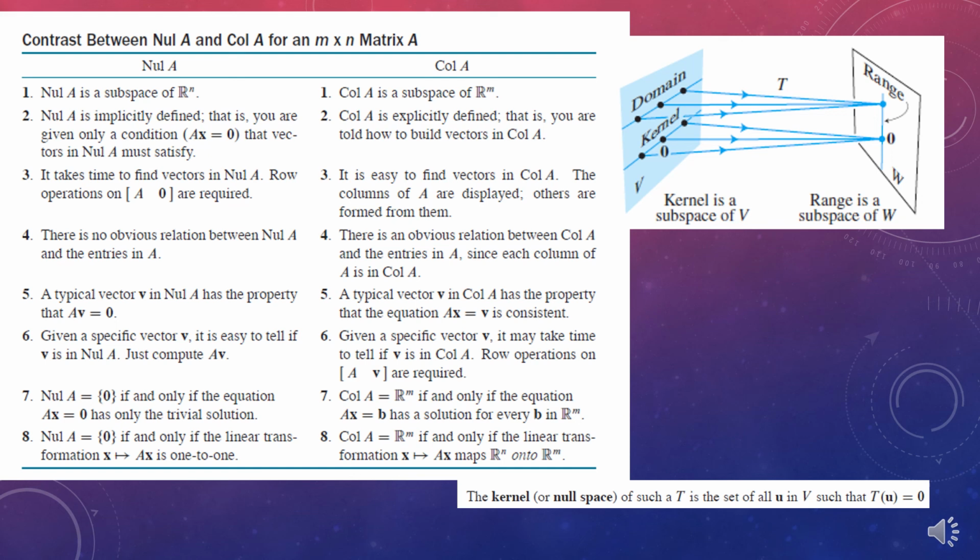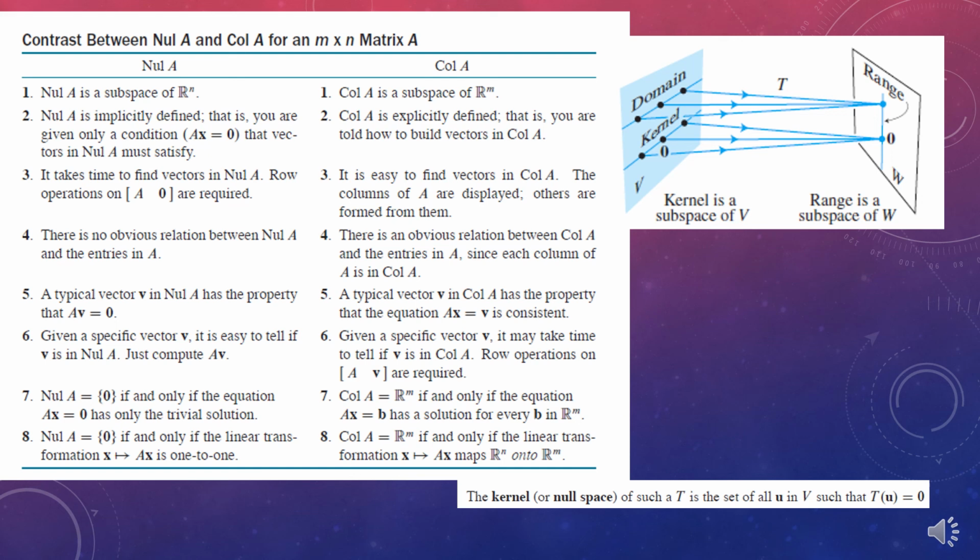The null space is only 0 if and only if the equation Ax equals 0 has only the trivial solution. The column space spans all of Rm if and only if Ax equals b has a solution for every b in Rm. The null space equals 0 if and only if the linear transformation is one-to-one. The column space is all of Rm if and only if the linear transformation is onto.